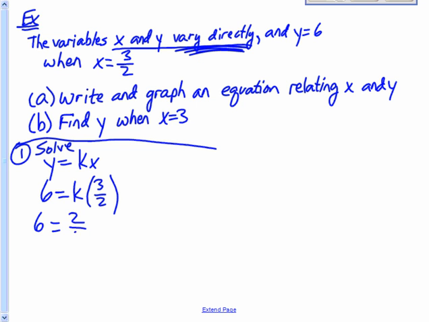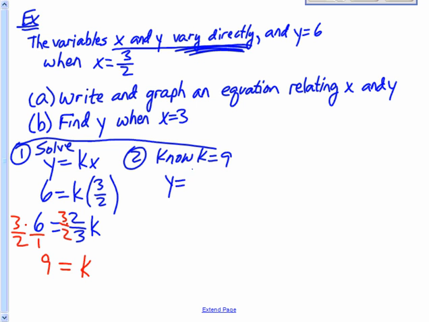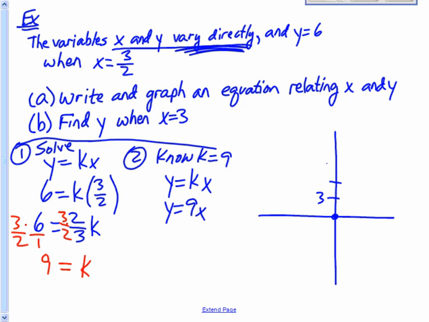So 6 equals 2/3 k. Solve for k. You say, well, I have to multiply by the reciprocal here to do that. So 6 times 3 halves, or 1k. Of course, we got 18 over 2 or 9. So k is 9. So now I know, since k is 9, I know what this equation is. It's y equals 9x. Okay, so I have going through the origin, up 9. Let me go by 3. And over 1. Okay, there's my part A.